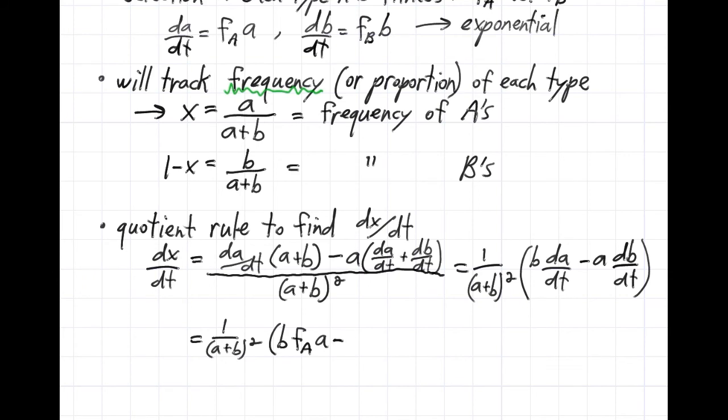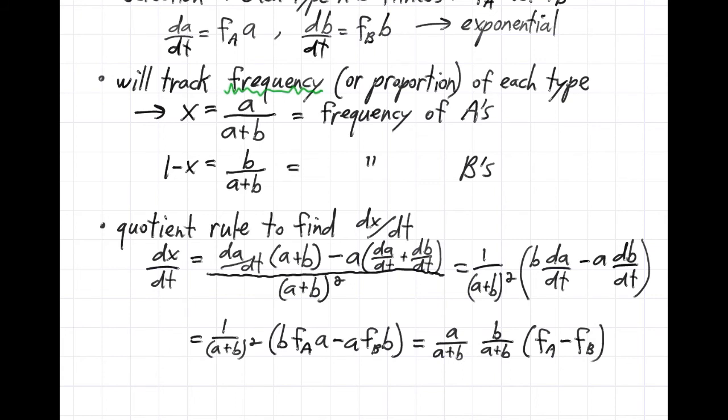And the second term is A times dB dt, which is FB times B. I'm just going to rewrite that in a slightly different way. You'll notice that there's an A and a B and another A and another B in the brackets, so those can come out because they factor out of the brackets. And we can write that as A over A plus B times B over A plus B, using those A plus B's from the denominator, and all of that times FA minus FB.